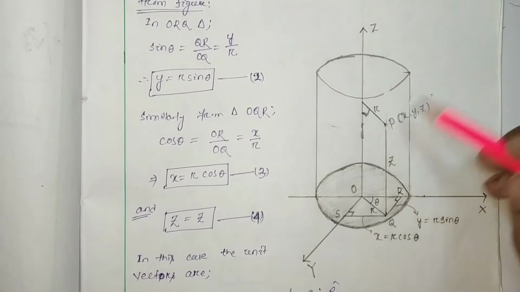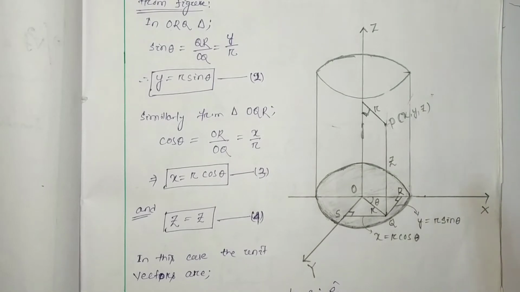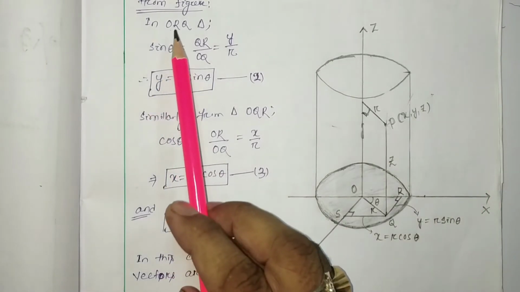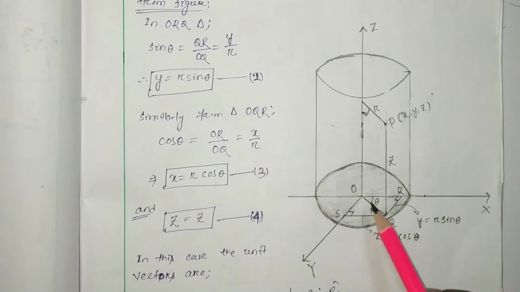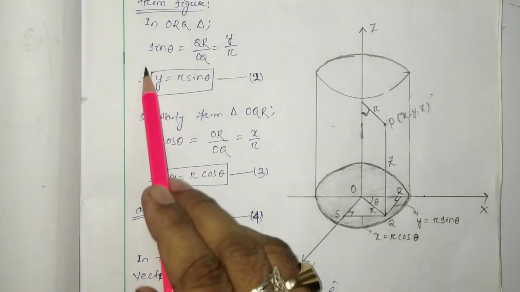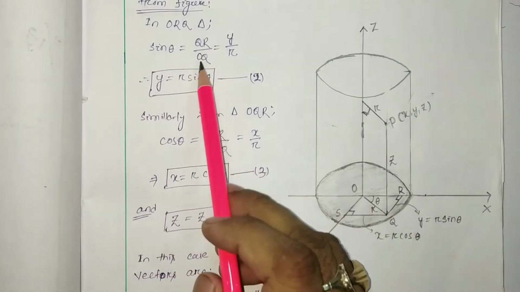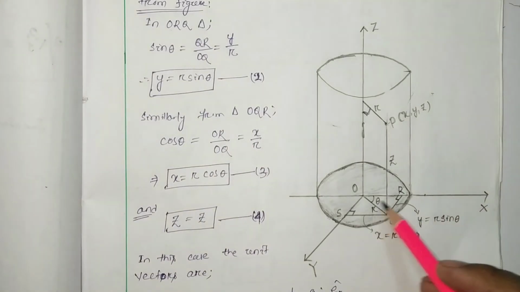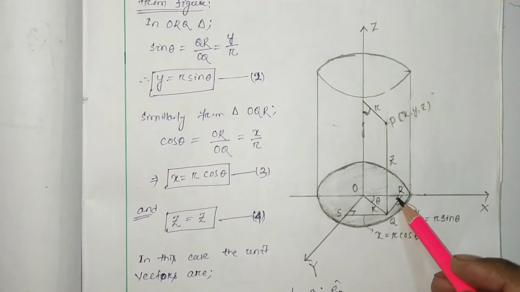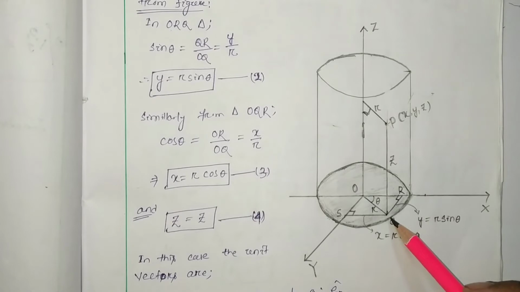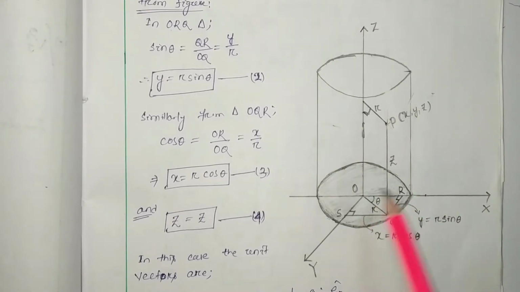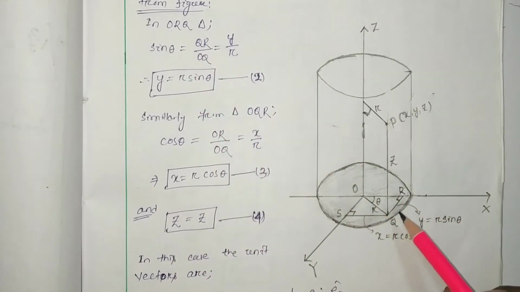For this cylindrical coordinate system, now if we are going to consider the OQR triangle, then sine theta will be QR by OQ. Here this is theta, and this is the 90 degrees. So sine theta will be QR by OQ. That means QR is your y.